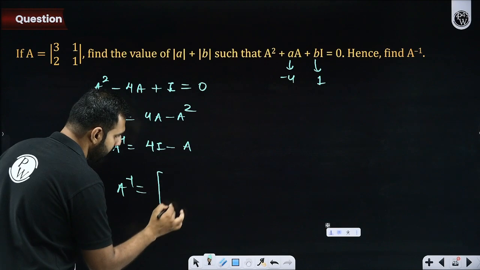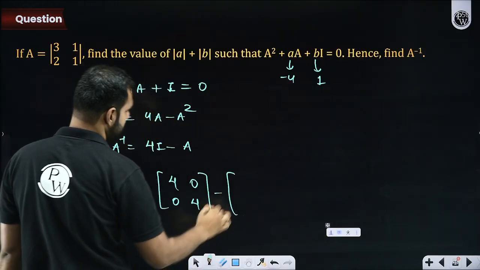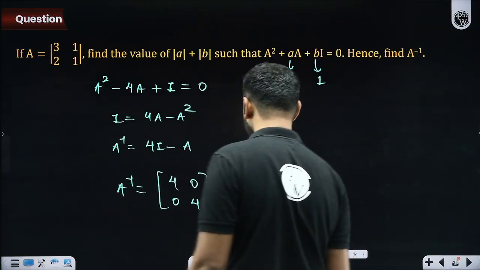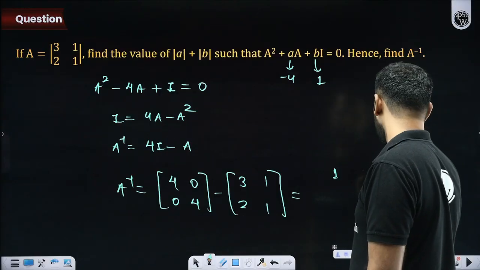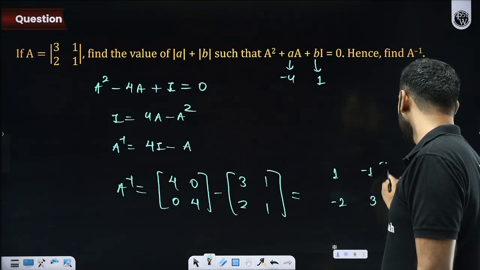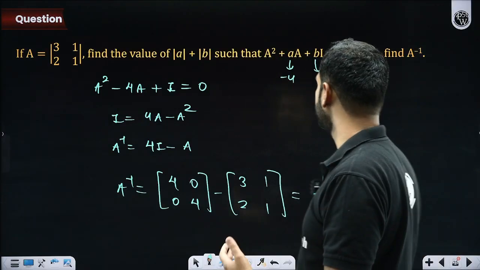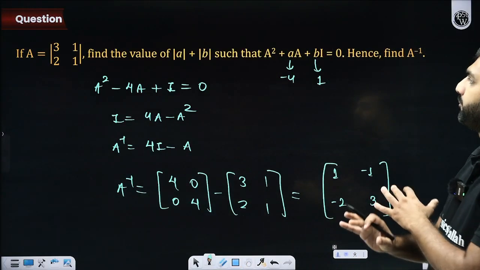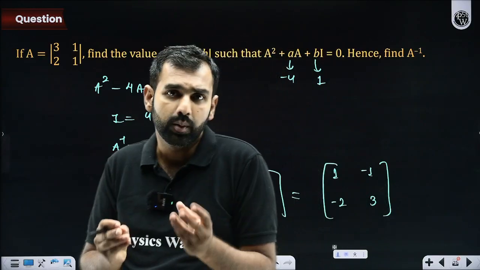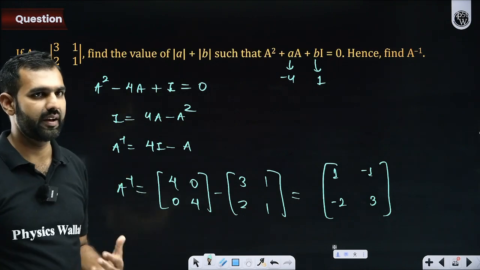A inverse will be 4I, which is 4, 0, 0, 4, minus A. What is A? Sir, A is 3, 1, 2, 1. And that gives you the final answer as 4 minus 3, 1, 0 minus 1, minus 1, 0 minus 2, minus 2, and 4 minus 1, that's 3. Sir, do you not think we could have gotten the inverse by simply using that adjoint shortcut for a 2 by 2? That also is a doable approach, which you already know. But I was willing to discuss this matrix polynomial characteristic here.